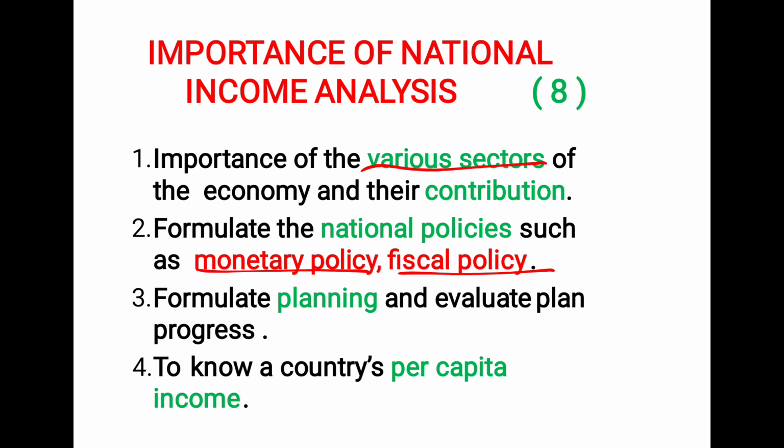Third one is to formulate planning. So with national income, we have collected the money. Now planning is done on how progressive we can make our economy, how well we can grow our economy with the help of national income, because national income tells the status of a country, whether it is developed, developing or underdeveloped. The fourth one is to know the country's per capita income. When we compute the national income, it is divided by population and that gives you the per capita income.